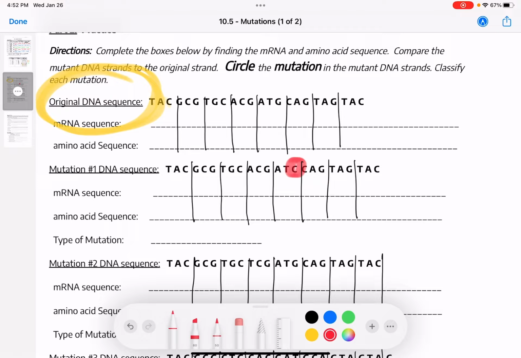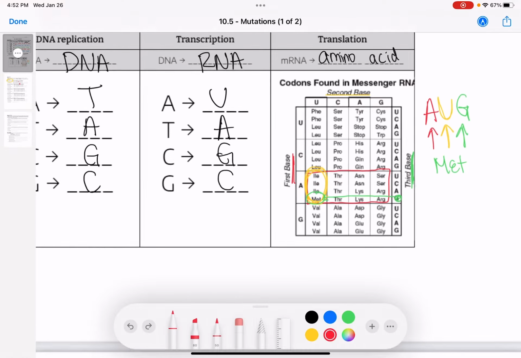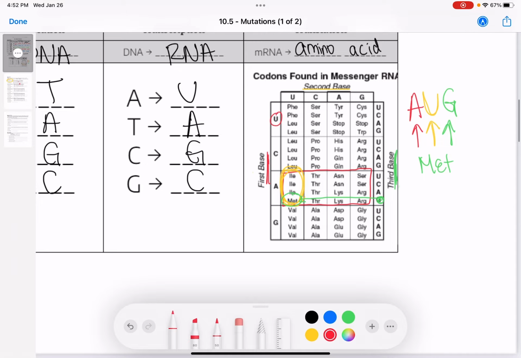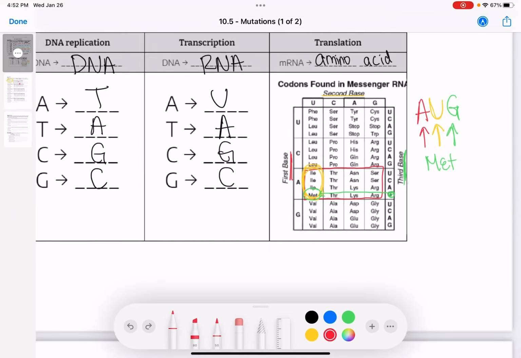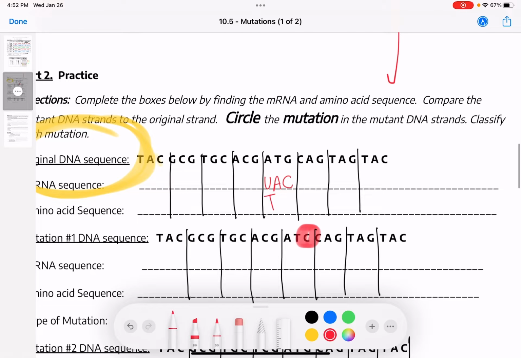So let's do our original mRNA sequence. A with U, T with A, G with C. Now look at my codon chart. I'm finding UAC, U, A, C. So now I'm TYR, that's the amino acid tyrosine.